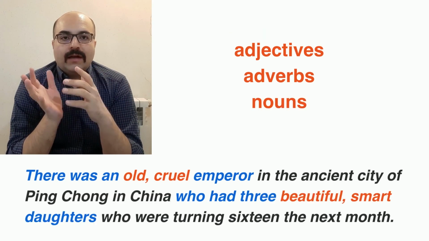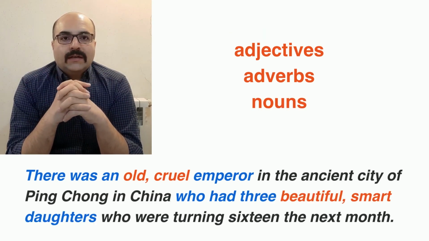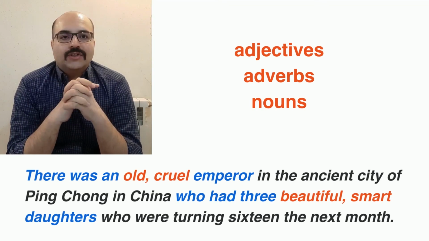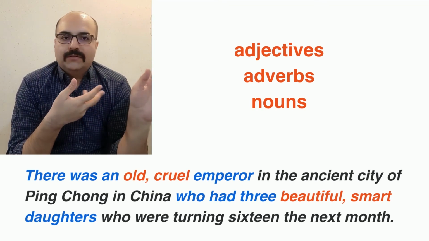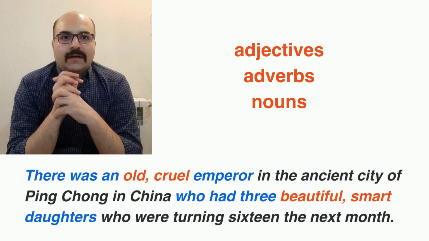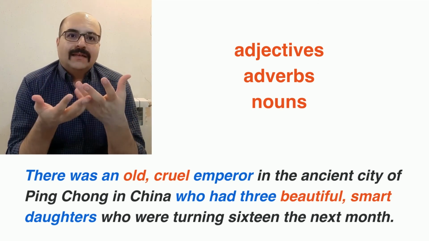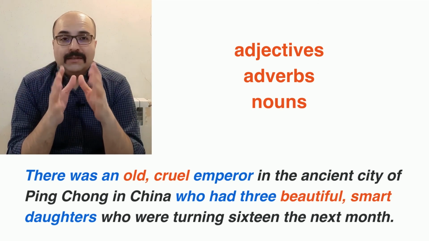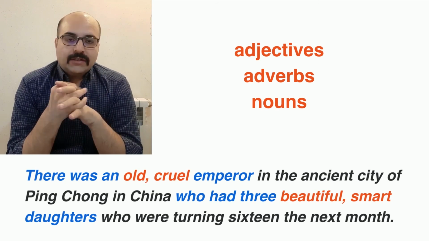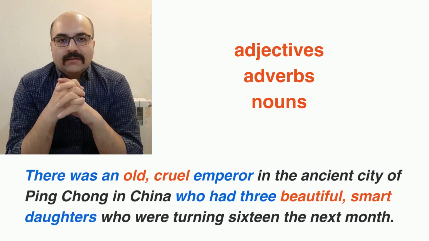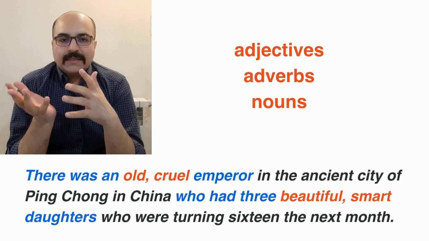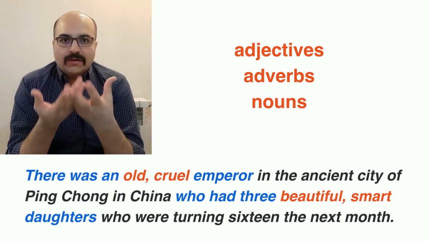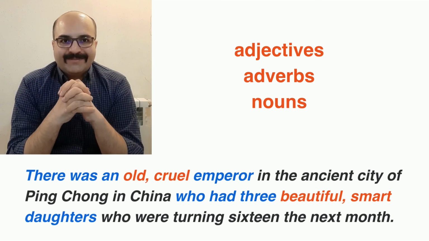Or: there was an old cruel emperor in the old city of Pingchang in China who had 3 beautiful smart daughters who were turning 16 the next month. This could be the beginning line of a story. Using adjectives and adverbs and expressions of time and place can make your sentences longer and more detailed.